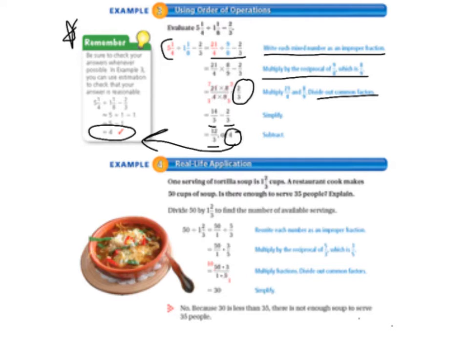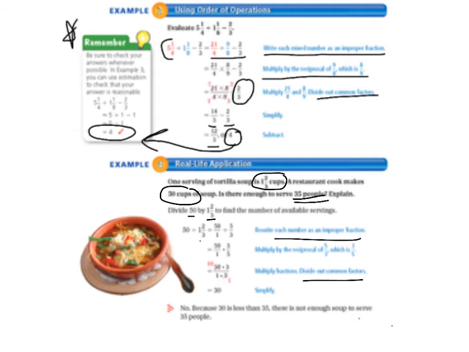1 serving of tortilla soup is 1 2/3 cups. A restaurant cook makes 50 cups of soup. Is there enough to serve 35 people? So we want to find out how many servings of soup we're going to get out of 50 cups of soup if each serving is 1 2/3 cups. So we're dividing 50 by 1 2/3 to find the number of servings. So 50 divided by 1 2/3 equals 50 over 1 divided by 5/3. So we rewrote everything as an improper fraction, and then we're going to multiply by the reciprocal of 5/3.